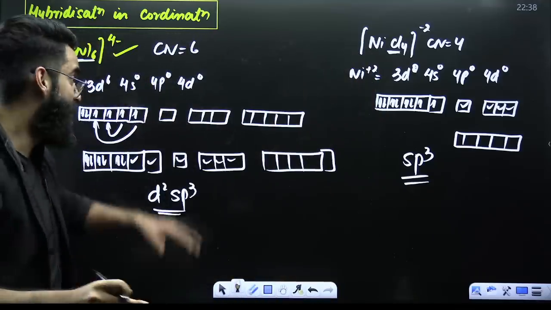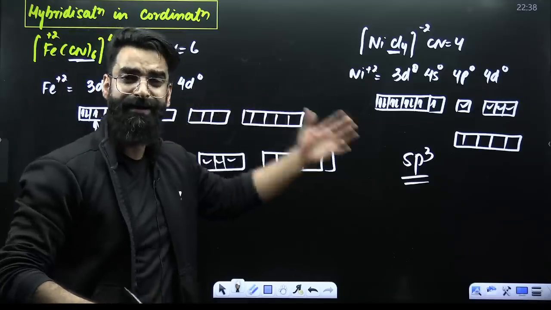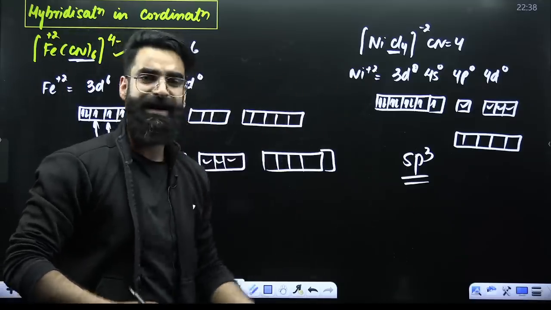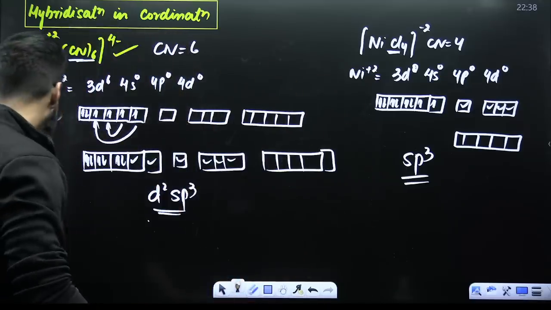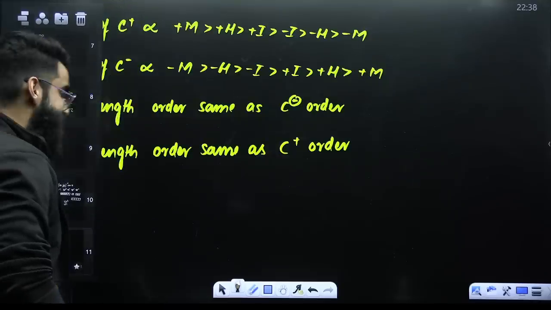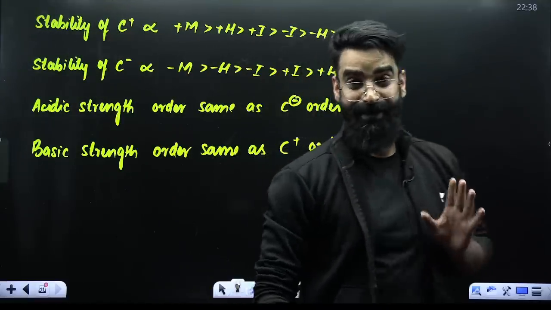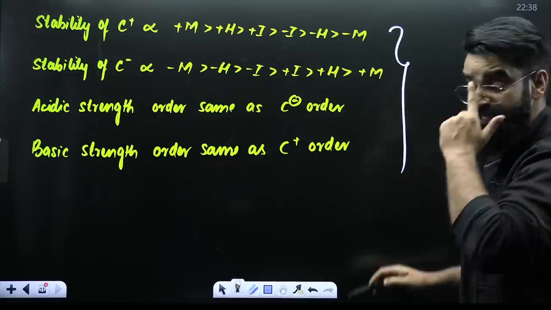You just have to check which is the strong field ligand, which is the weak field ligand. Strong field ligand will cause pairing. Weak field ligand will not cause any sort of pairing. That's all. And my dear students, at the end, this is something which I'm giving you additionally. So remember this particular sequence as well.